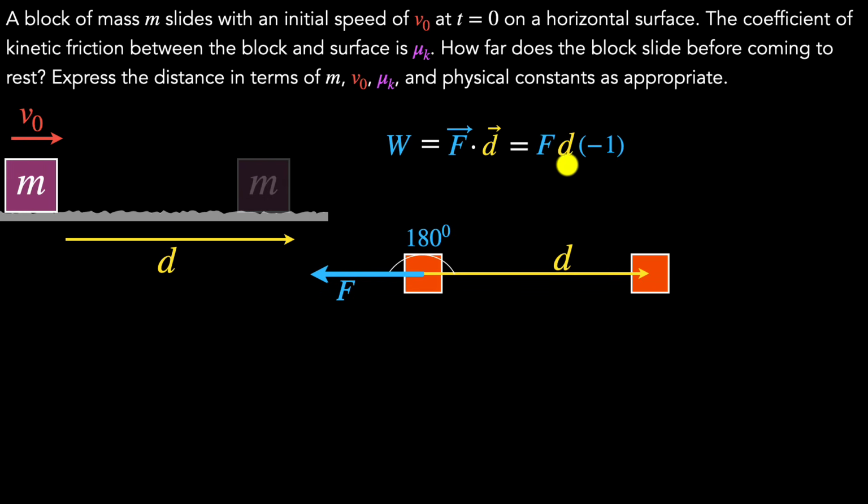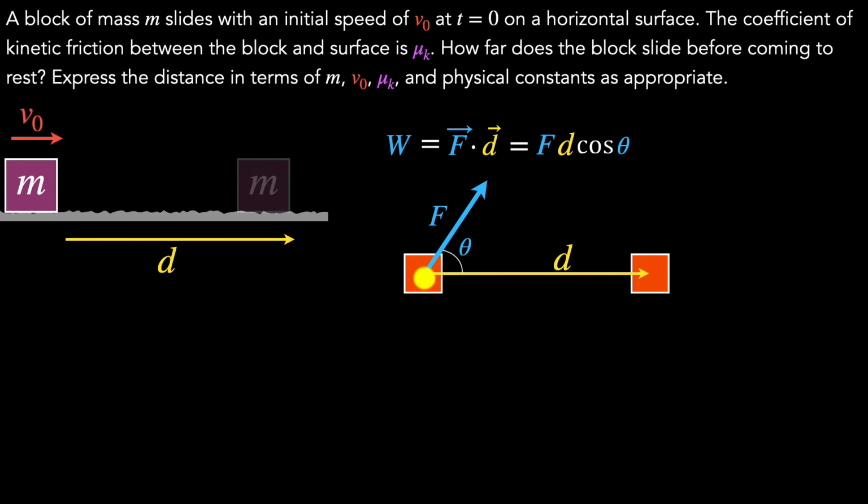So now the work done becomes negative FD. Now the entire force is in the opposite direction, so you get negative F times D. So the angle between the force and displacement plays a crucial role in calculating the work done.